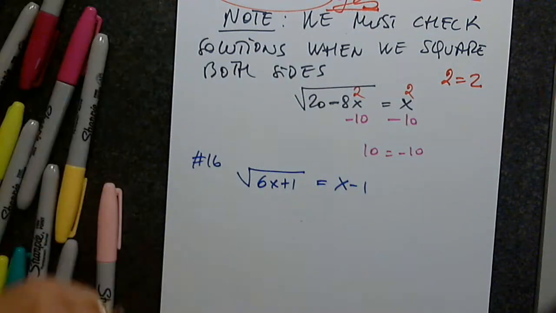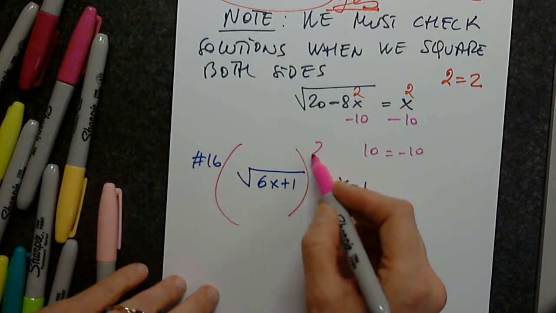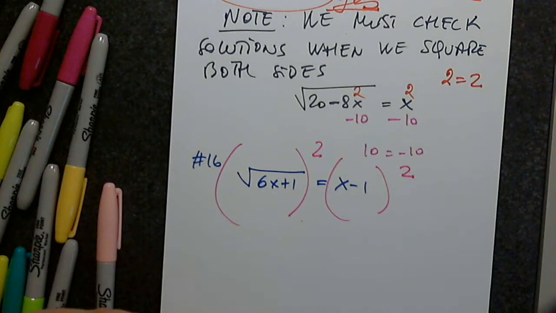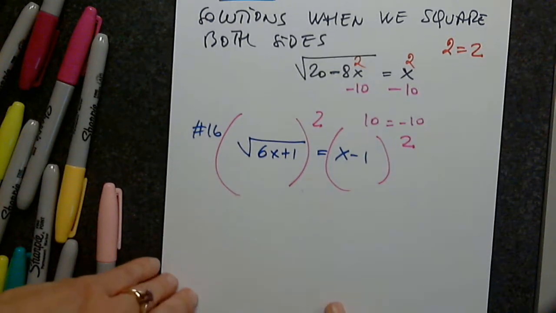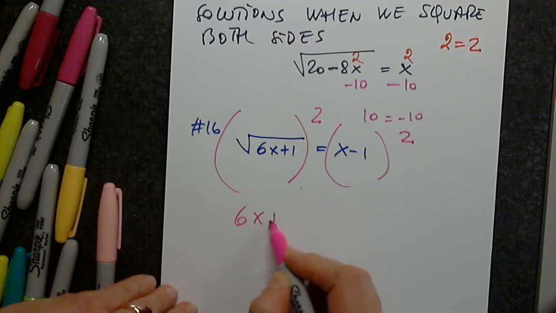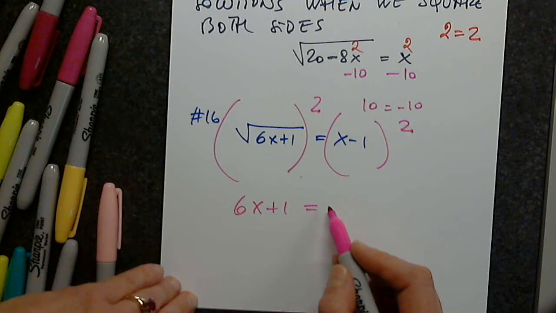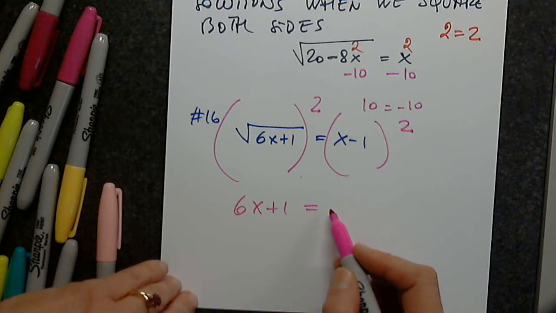Careful, not term by term. I square the left-hand side and I square the right-hand side. The entire left-hand side at once, the entire right-hand side at once. Okay, 6x plus 1, very good. And x minus 1 squared.